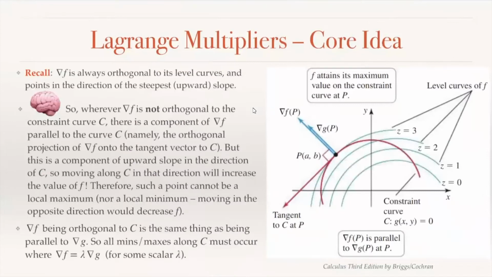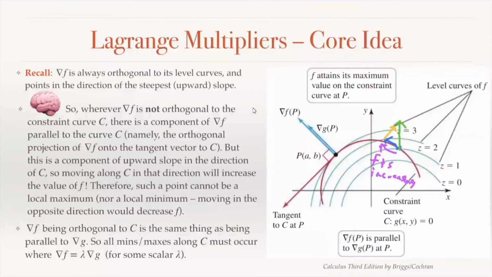So here's the core idea behind Lagrange multipliers. It's very clever. So we know that grad f is always orthogonal to its level curves and points in the direction of steepest upward slope. So that means that wherever the gradient of f is not orthogonal to the constraint curve c, so at this point, for example, then that means that there would be some component of f that is parallel to c, doing an orthogonal decomposition like this. And then if we move in that direction, then that means that f is increasing, since the green is the direction of steepest upward slope of f.